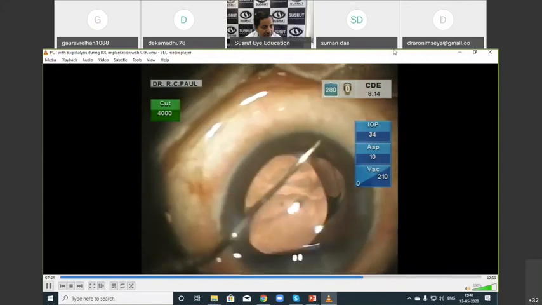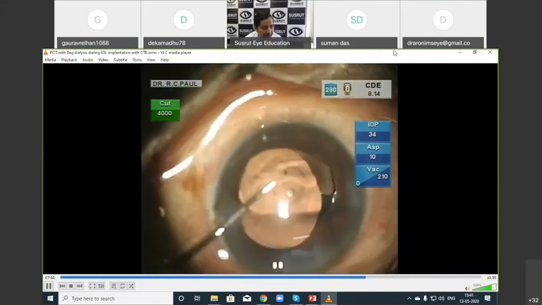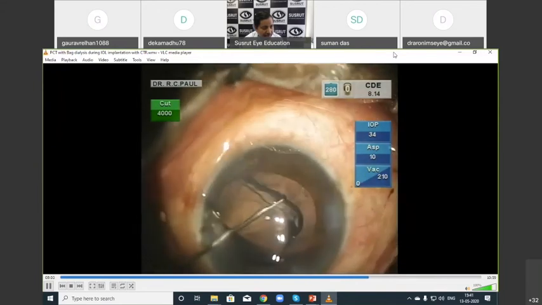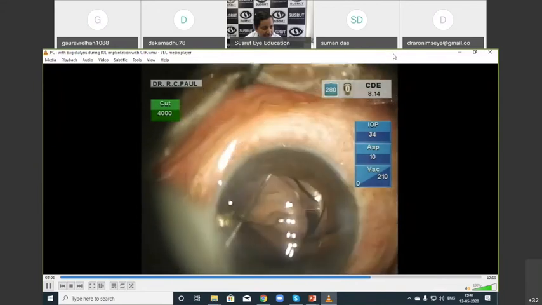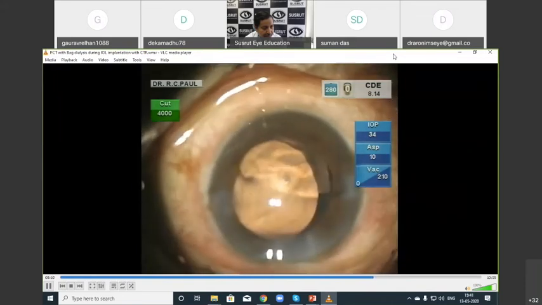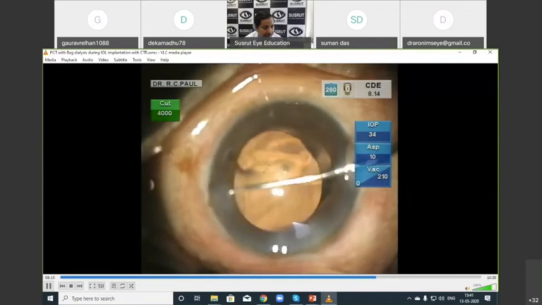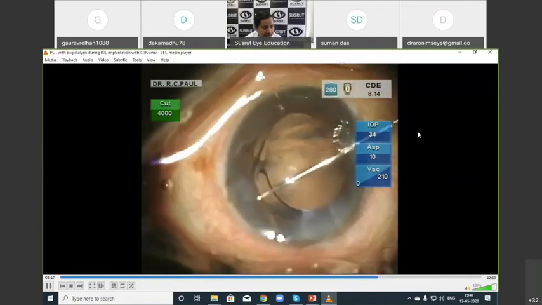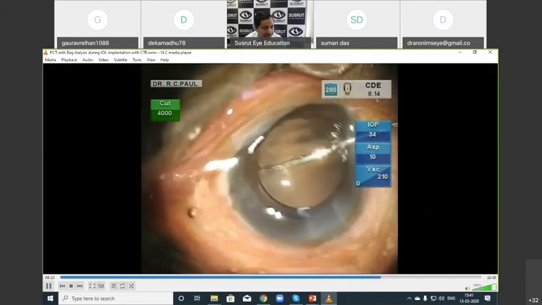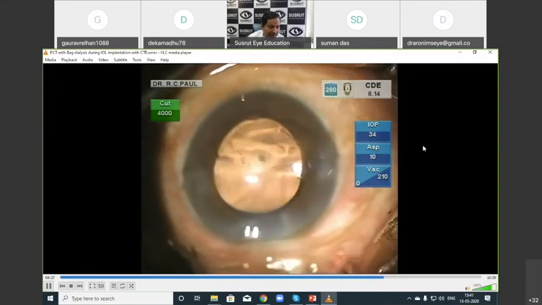Now it is confident to take the IOL haptics into the capsular bag. Now attempting the other haptic also to put in the capsular bag. Now I will be rechecking, doing anterior vitrectomy.